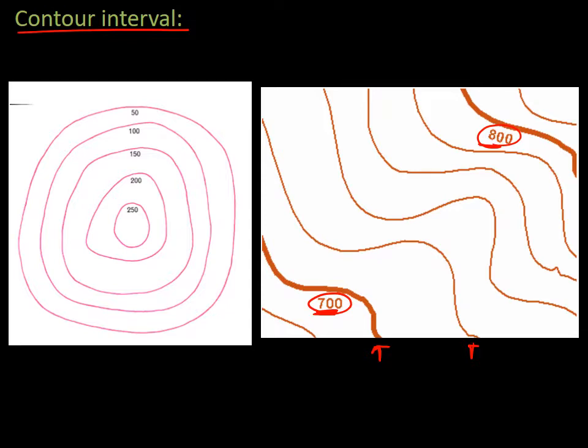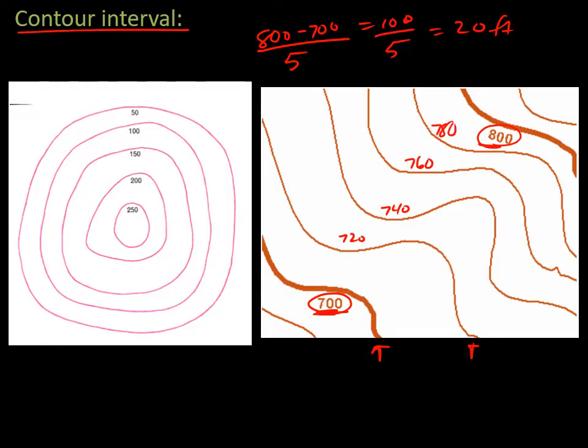And so the difference in elevation between the 700 and 800 is 100, of course. And there are 5 lines in between. And 100 divided by 5 is 20. Okay? So our contour interval, the difference in elevation between two lines on this map is 20 feet. So if this one is 700, this one must be 720, 740, 760, 780, 800. So this one up here must be 820, and this one down here must be 680.